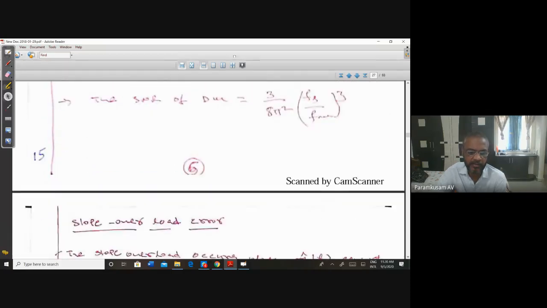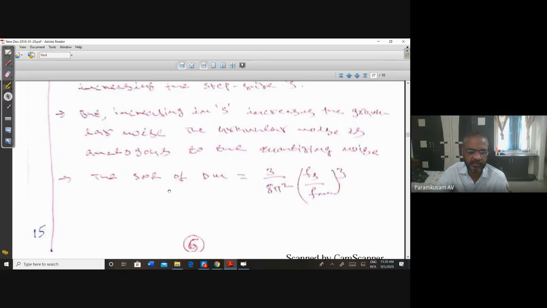Finally, the signal to noise ratio of the delta modulator is given by this equation: 3/8 π² (fs/fm)³. So that is the signal to noise ratio of the delta modulator.